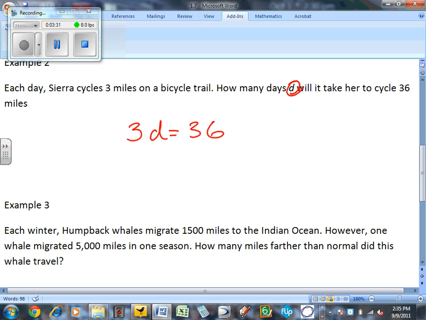We ask ourselves, what times 3 equals 36? Or if you'd caught on earlier, I said we can do the opposite sign. We can go 36 divided by 3, which is 12. 12 times 3 is 36. Okay.